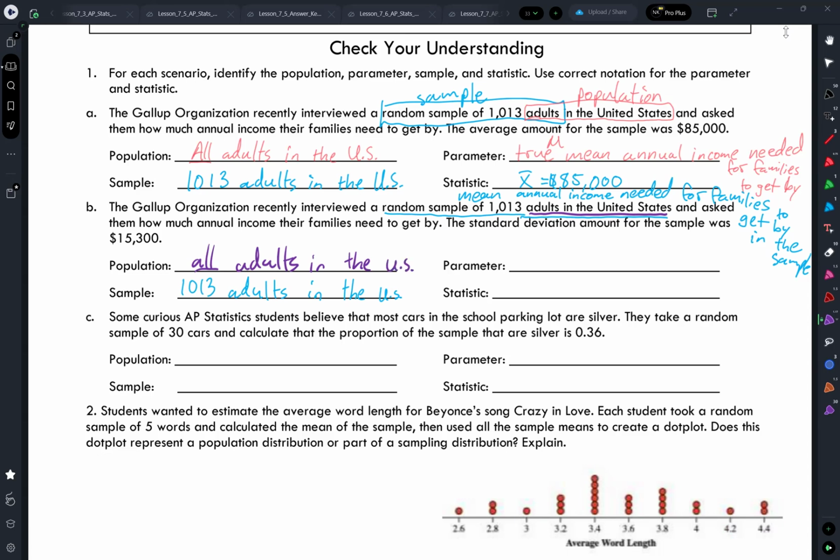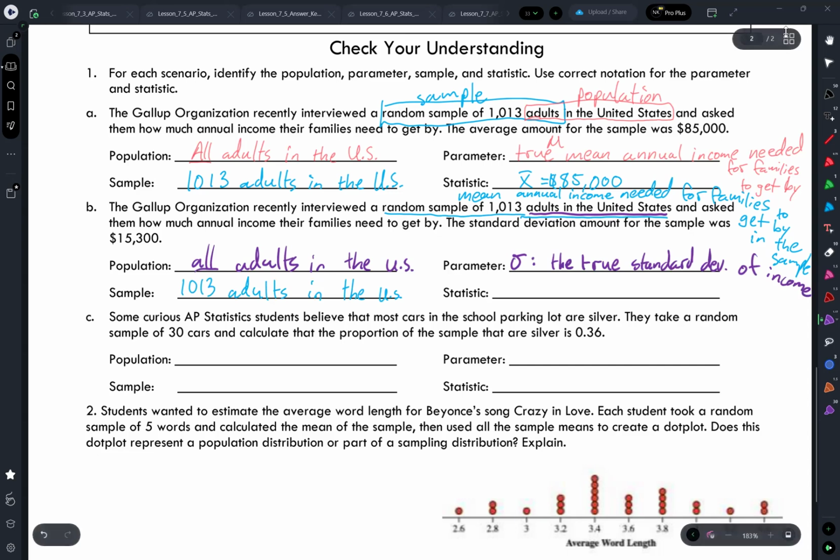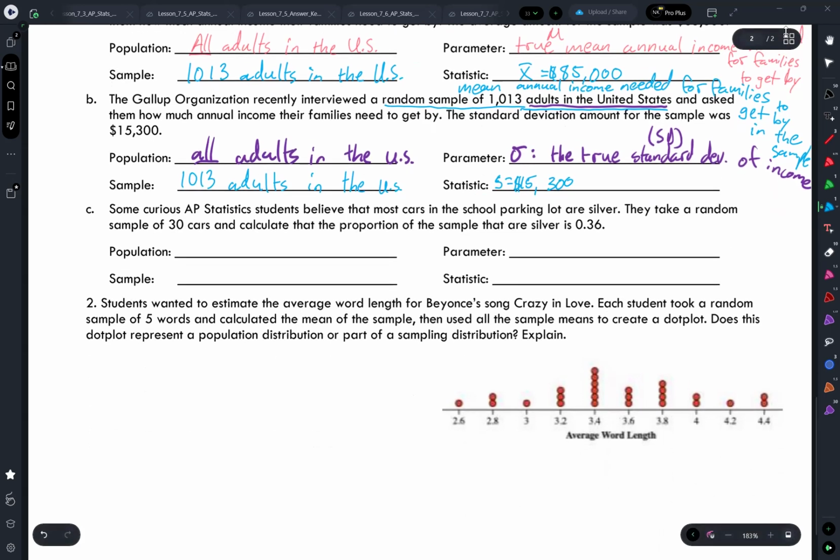Now, this is where you need to pay attention because they're asking for standard deviation, so in the parameter, it's standard deviation this time. So it's sigma, the true standard deviation of income. One thing you may want to be aware of is standard deviation is often abbreviated SD. And the statistic is s equal to 15,300.